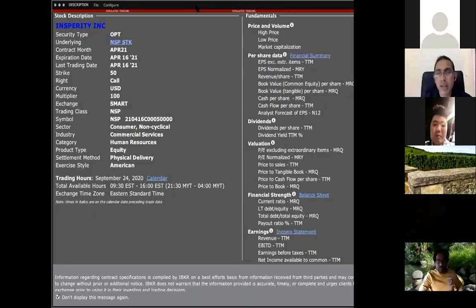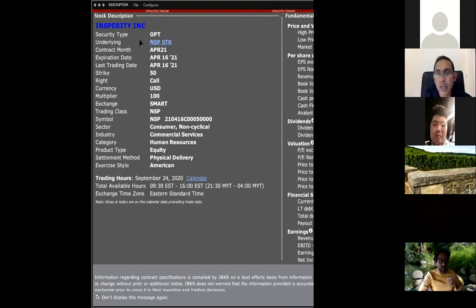Okay, so when I double click, this pop-up opened up. You see, this is how I get to know all the specs of the option. So, security option, the underlying is NSP stock, the contract month April 2021, expiration date 16th April, strike 50. Now if I double click, by default it opens up a call.